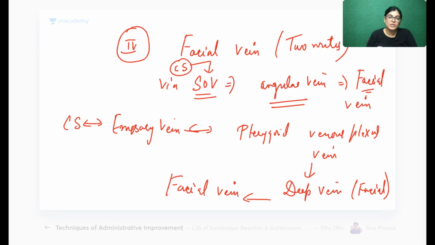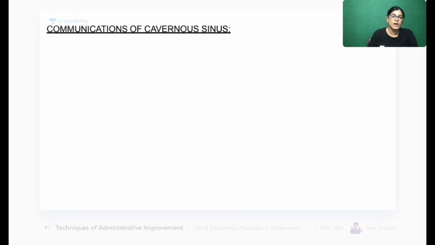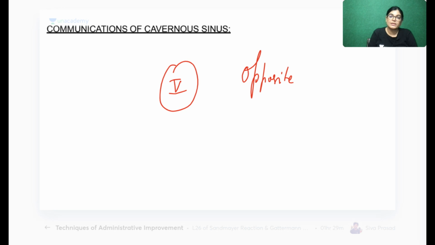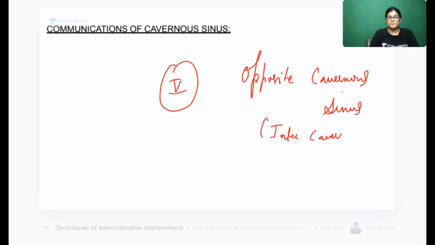It also forms communication with the opposite cavernous sinus. The fifth communication is with the opposite cavernous sinus. What is the route of communication with the opposite cavernous sinus? Intercavernous. Absolutely right, Kaustup. The communication is via intercavernous sinus.